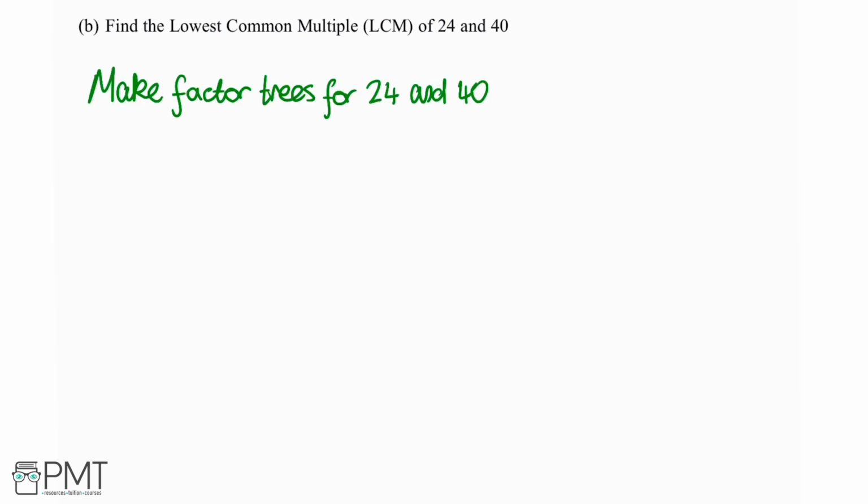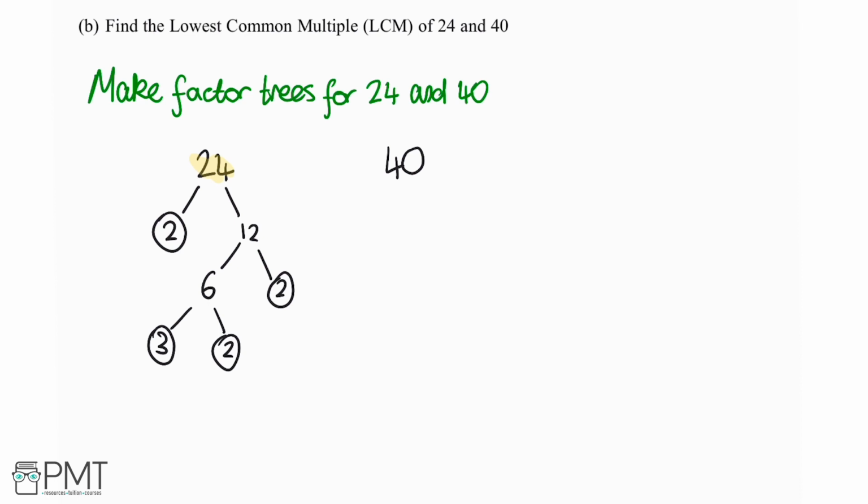Now part B wants the lowest common multiple of 24 and 40. So again, for this question, we want to create our factor trees. So starting with 24, we can split that off into 2 multiplied by 12, and 6 multiplied by 2, and 3 multiplied by 2.